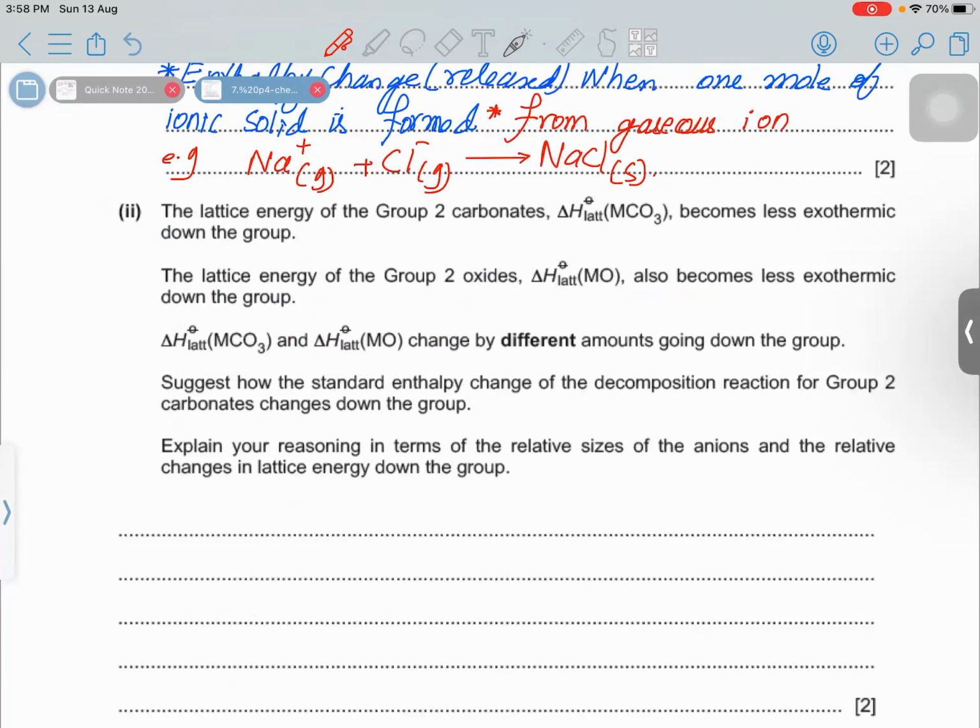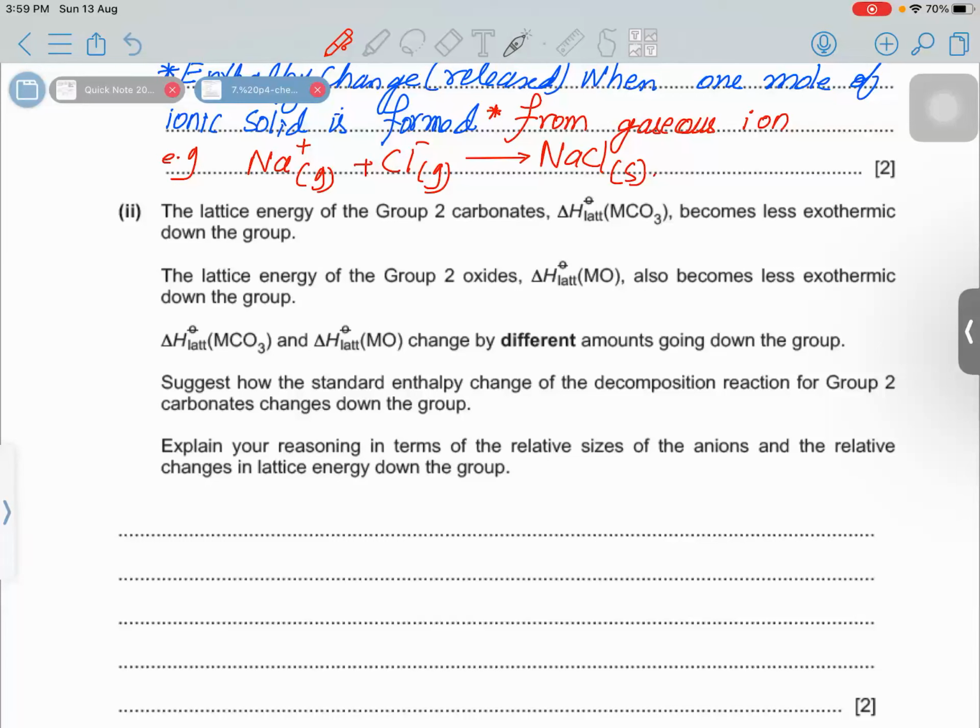Now look at the second part, right? The lattice energy of group 2 carbonate becomes less exothermic. Less exothermic means less. The lattice energy of group 2 oxide also becomes less exothermic. Lattice energy of M carbonate and lattice energy of oxide change by different amounts going down the group. So it means the factor is size. Down the group means size increases. As the size increases, lattice energy decreases because size is inversely proportional to lattice energy. Are you getting my point?